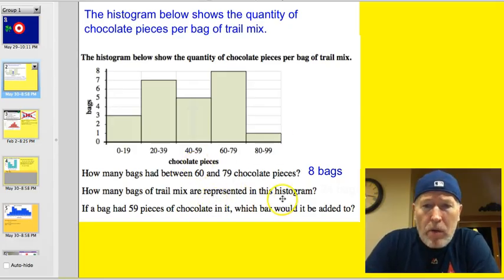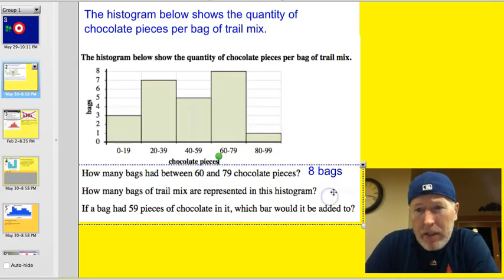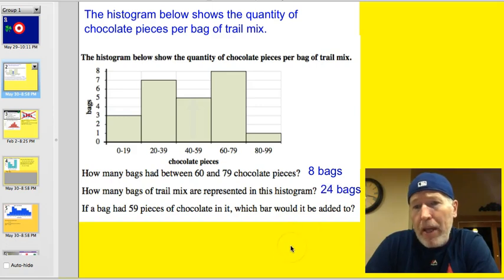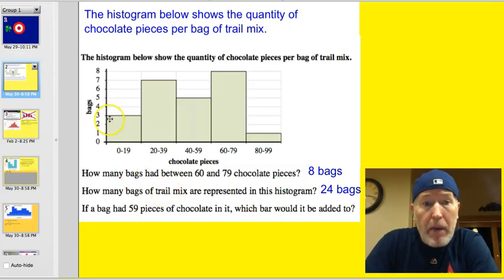How many bags of trail mix are represented in this histogram? Well, you could add up 3 plus 7, which would be 10. And then this one here is 15. And then 15 plus 8 would be 23. And one more here would be 24 total bags represented. See how I did that? You're just counting up the bags by looking across at the bars, or the buckets, as Sal Khan refers to them.